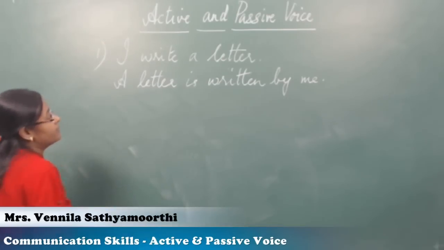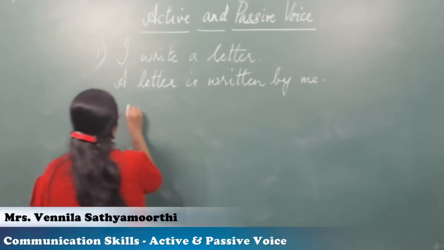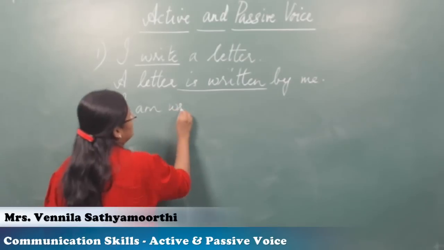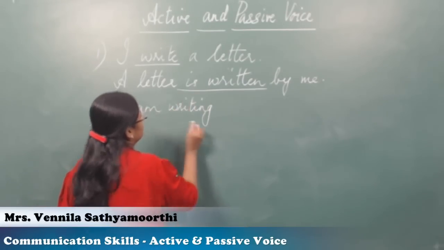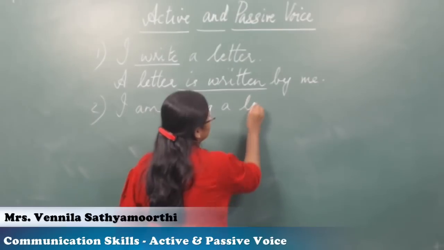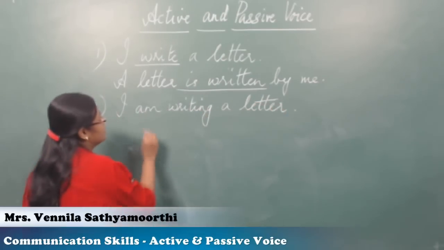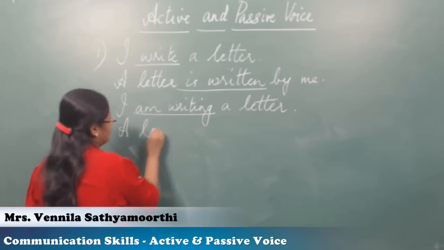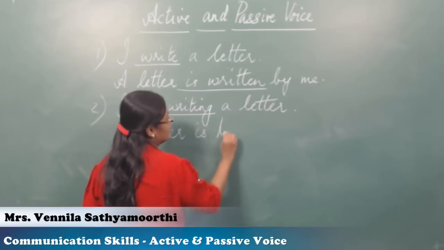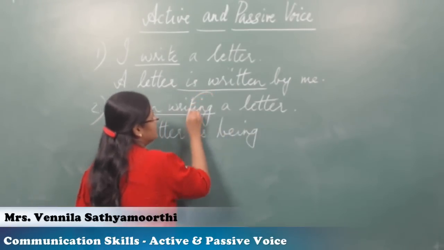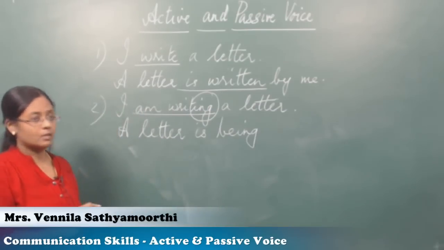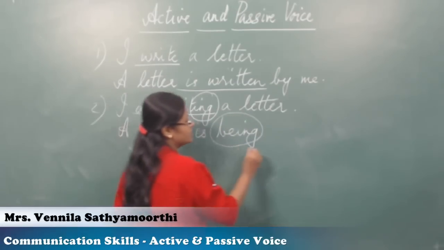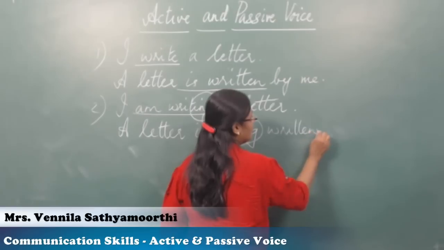Okay, this is the simple present tense. I am writing a letter. See, though this may seem simple, you have to remember certain things. The number, the tense. I am writing, what tense is it? It's the present continuous. A letter is being. So whenever you see ing in the active voice, you should introduce the word being in the passive voice. A letter is being written by me.